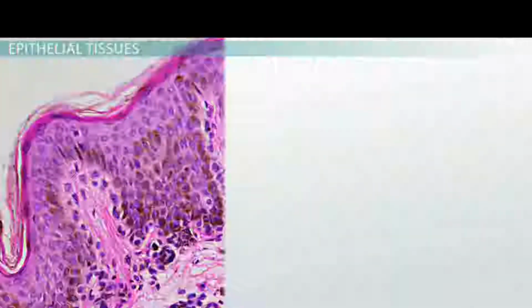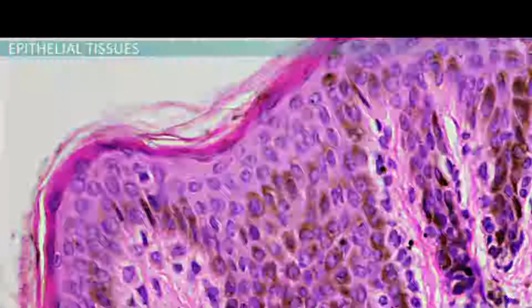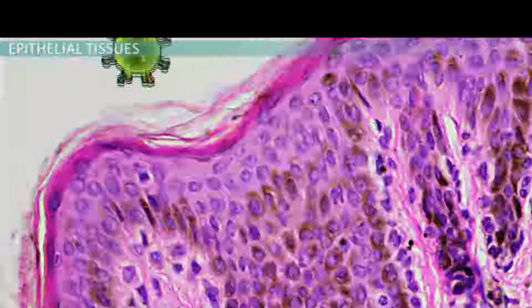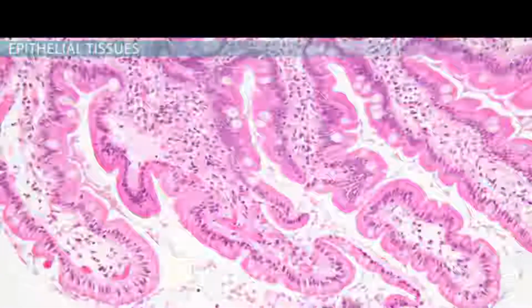One major function of epithelial tissue, and especially skin, is to serve as a barrier to protect against injury, invading organisms, and loss of fluids. But epithelial tissues aren't just limited to serving as barriers. Some epithelial tissues are specialized to absorb nutrients, like the epithelial tissues of the small intestine.